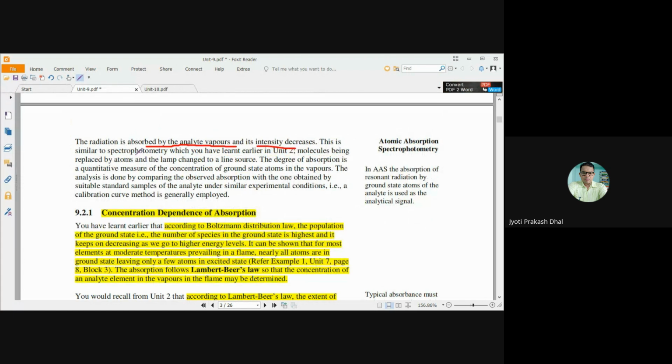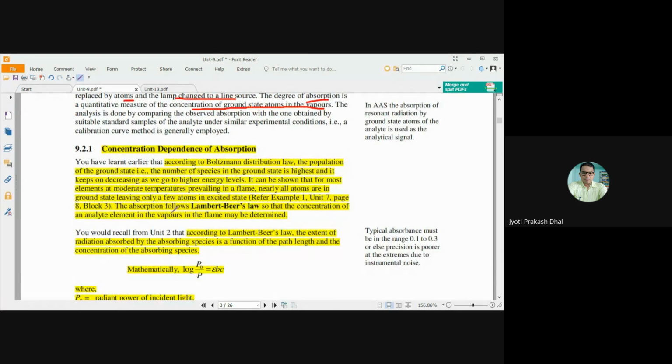This is similar to the spectrophotometry that we have learned in the previous classes. The molecules are replaced by atoms here, and the lamp changes into a line source. The degree of absorption is a quantitative measurement of the concentration of ground state atoms in the vapor.